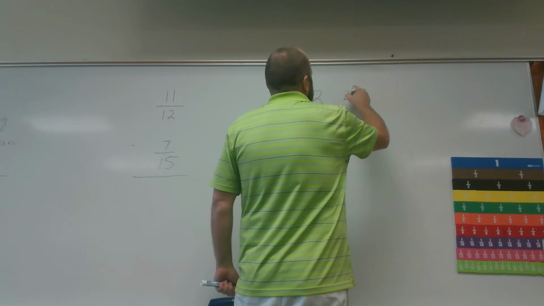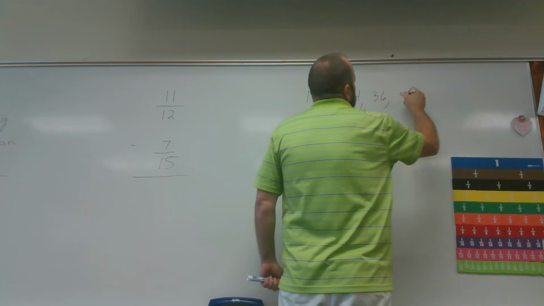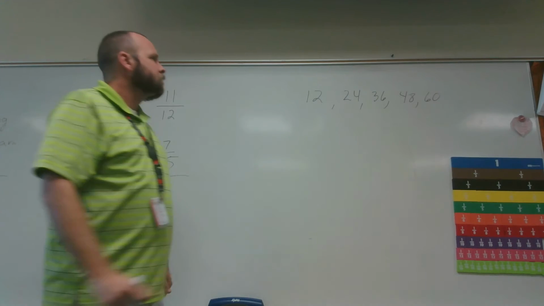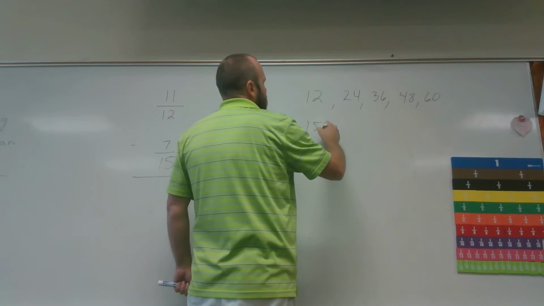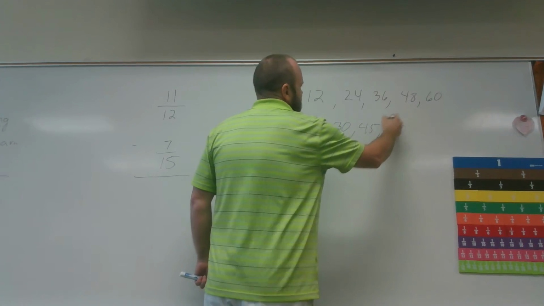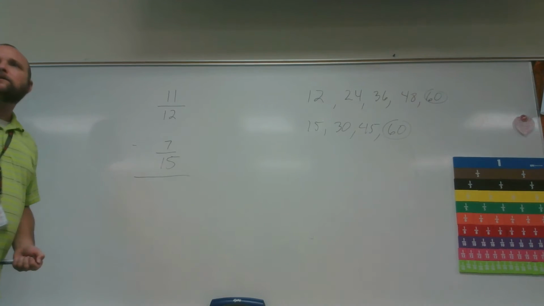If we did our multiples of 12: 12, 24, 36, 48, and 60. Same thing for 15: 15, 30, 45, 60. So 60 is our common denominator.